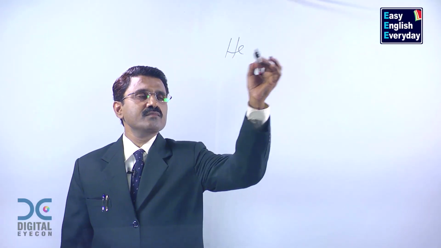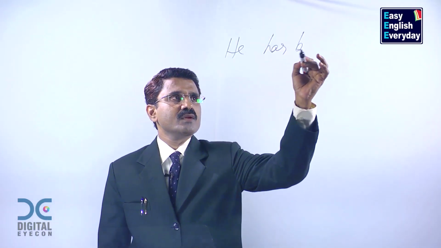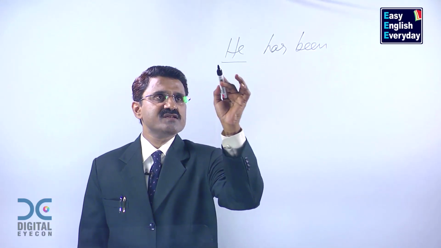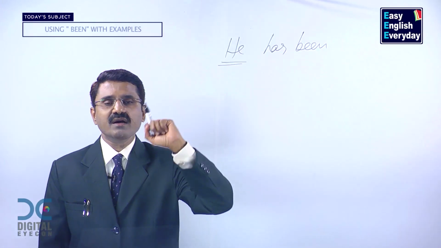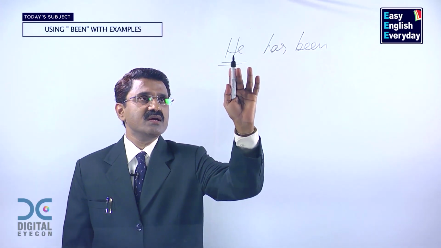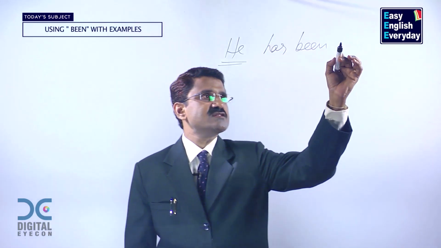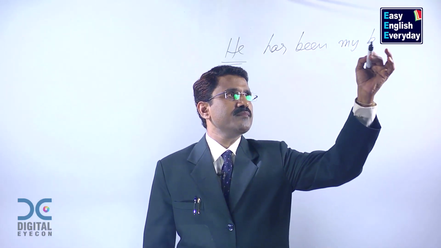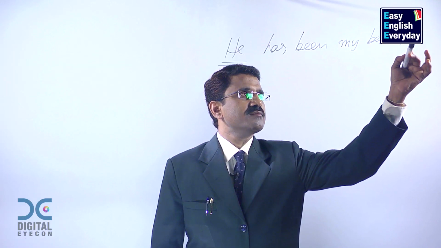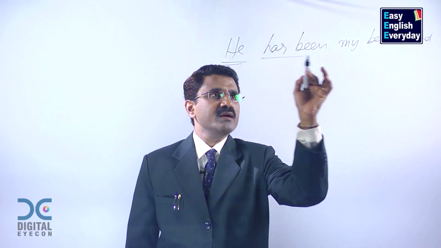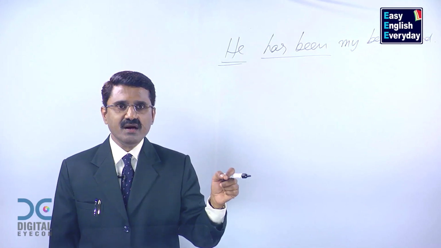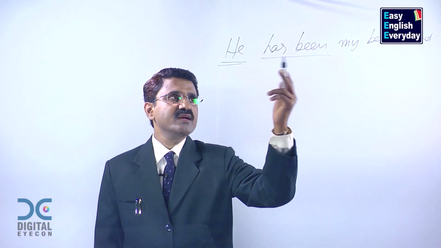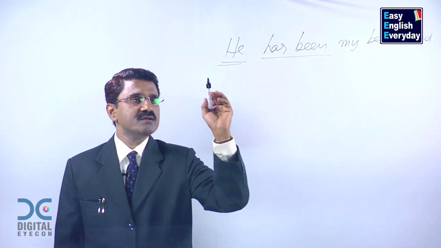Fine, now you just look at these examples. He has been, third person singular, so we use has, you know this very well, and we have discussed it in our earlier videos about he and has, how to use this. He has been my best friend. What does it mean? He was my best friend in the past and he is my best friend now. Put together, I am saying he has been my best friend.